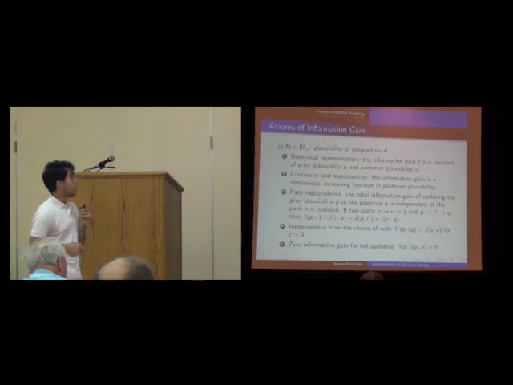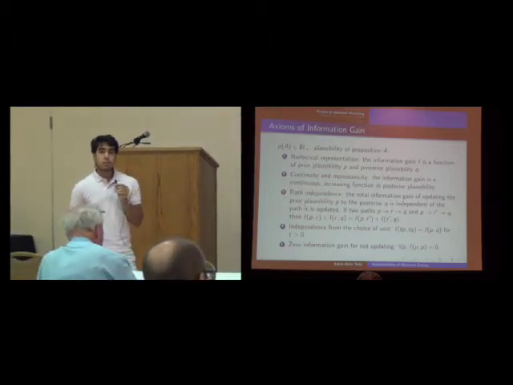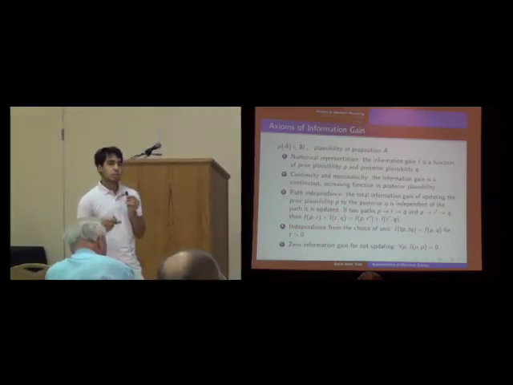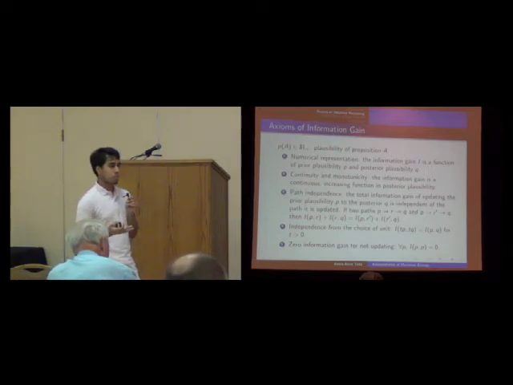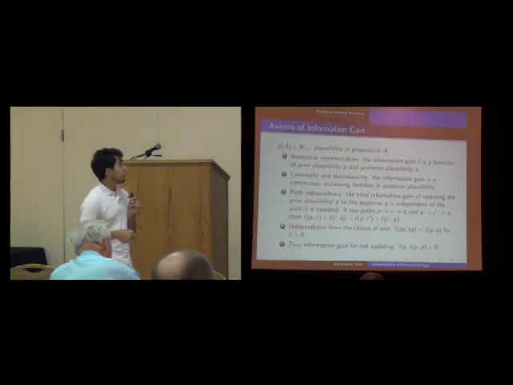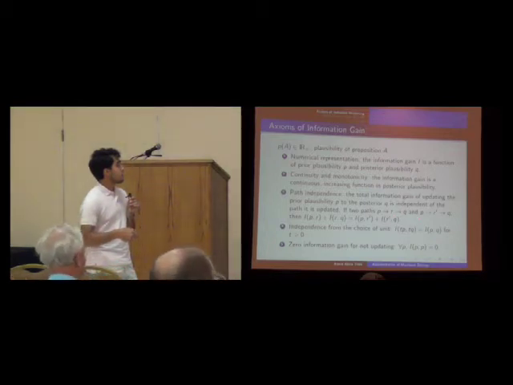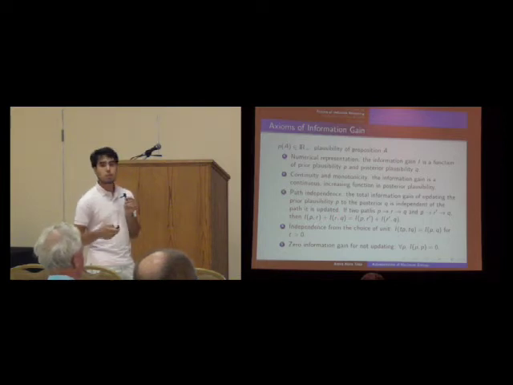And the third axiom is path independence, which means if there are two ways to update your belief or plausibility of a proposition, then the total information gain should be independent of the way you update. So if you update from P to Q via R, or P to Q via R prime, then the total information gained from the first path and the second path should be equal.